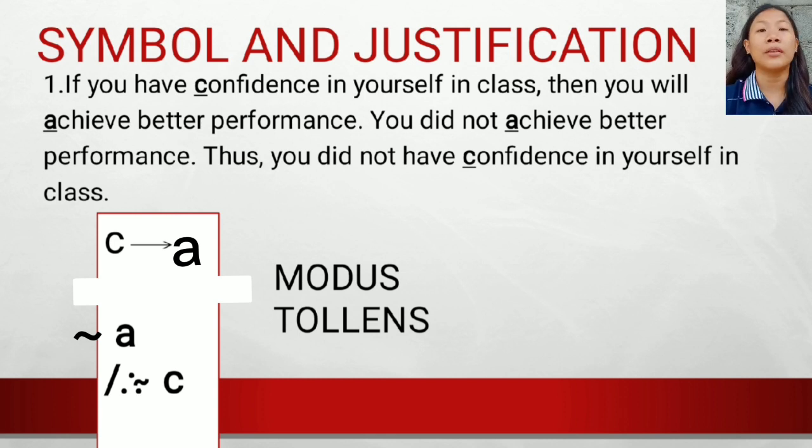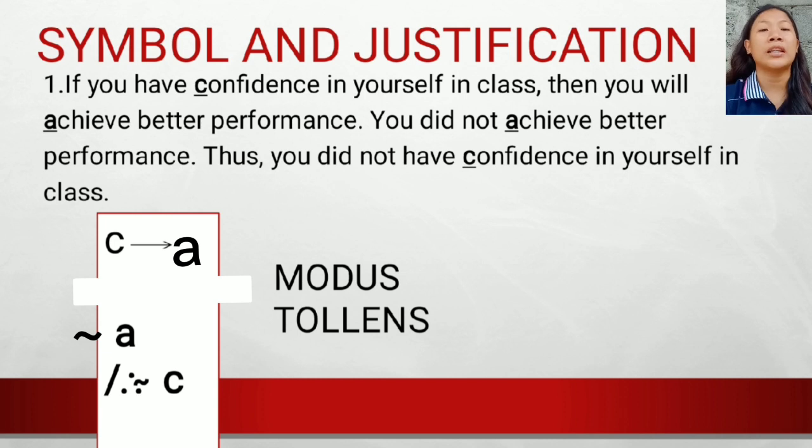So, number 1, if you have confidence in yourself in class, then you will achieve better performance. You did not achieve better performance, thus, you did not have confidence in yourself in class. So, as you notice here, the underlined letters are C and A. What we are going to do now is to analyze the given argument properly, and we will notice that we have two statements here before the conclusion.